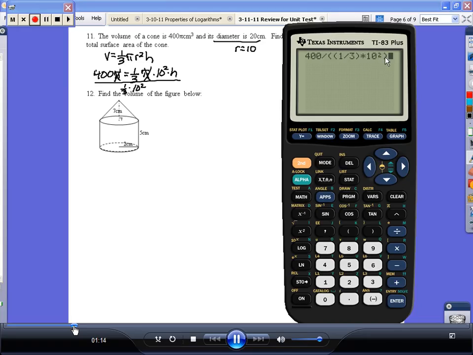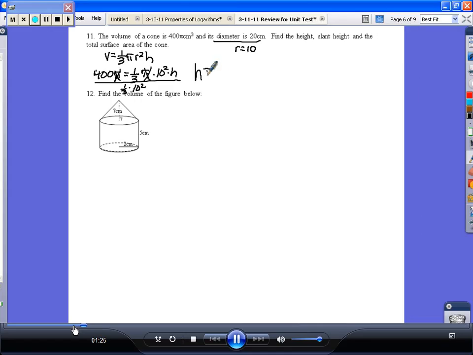Press enter, and you will get that your height, I'm explaining where the parentheses are, is 12. So your height for this cylinder, or cone, I'm sorry, is 12. Okay? So I'm done with the height. Now I'm going to move on to the slant height.